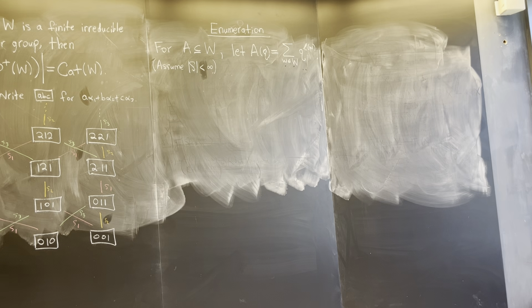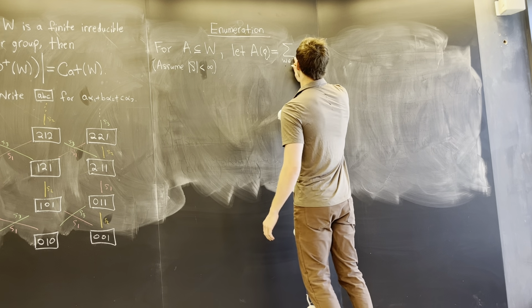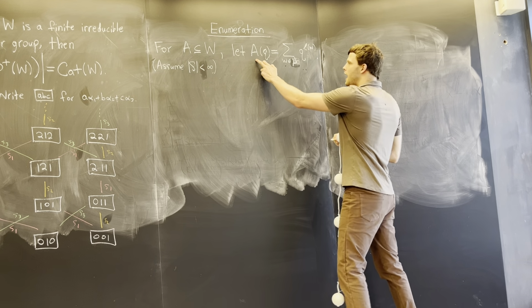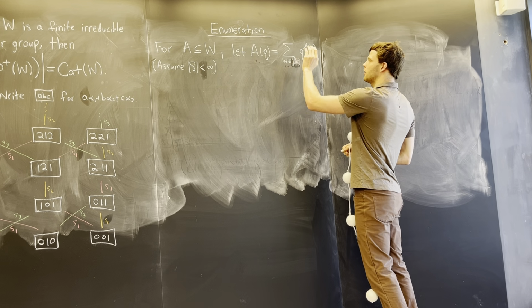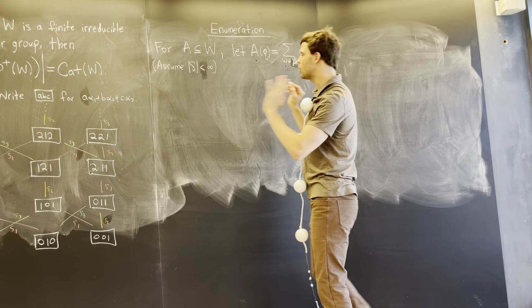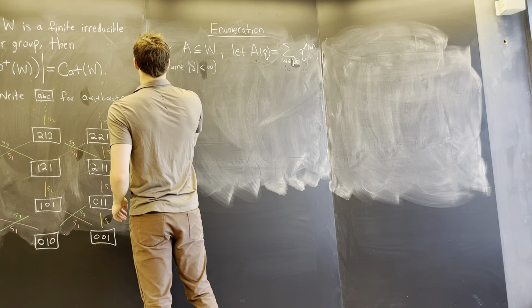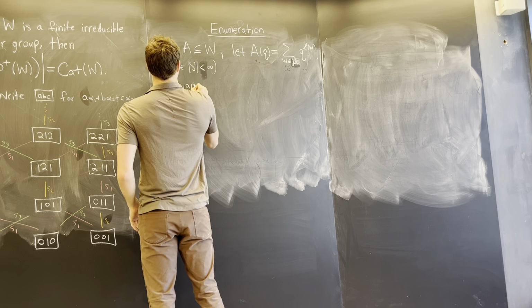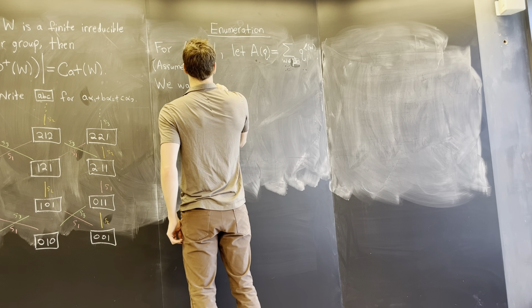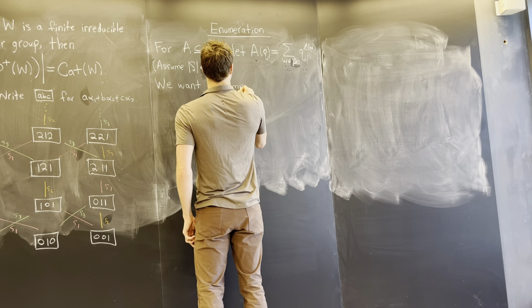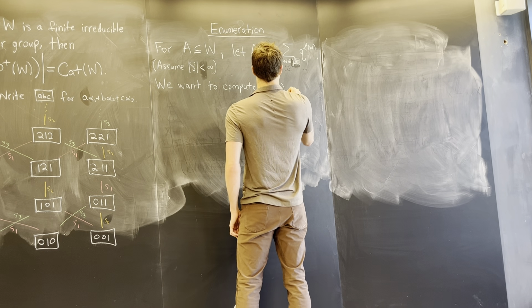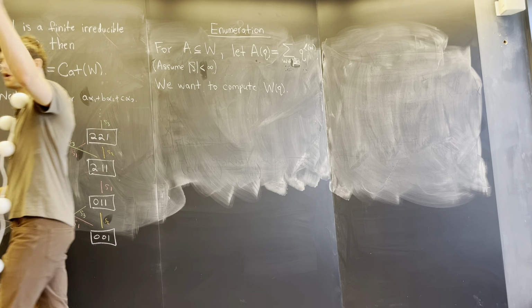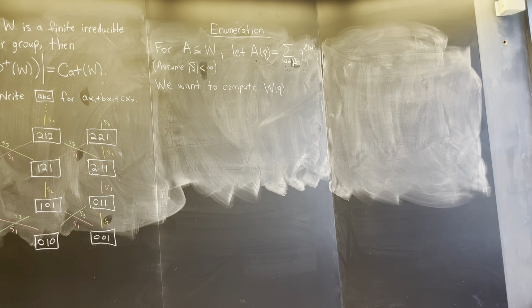Sorry, I missed this. This should be an A. So A is a subset, and if I write A of Q, I want to sum over the elements of A. And what we're interested in is just the case when A is all of W. So we want to compute W of Q, which is where I'm summing over all the elements of the Coxeter group.